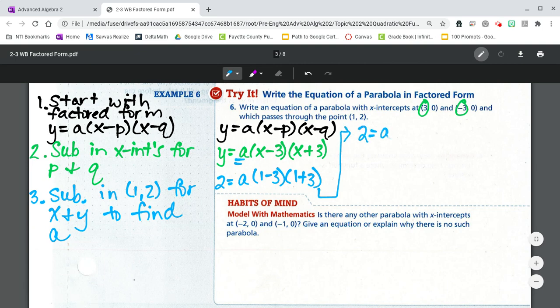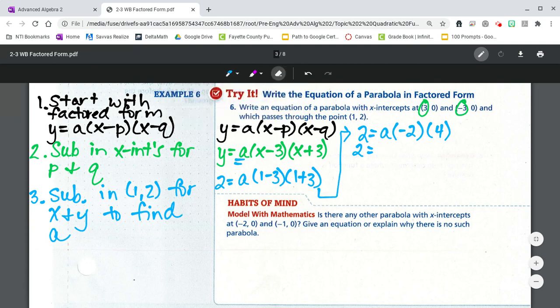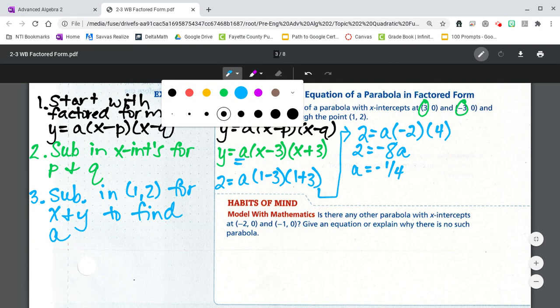So 2 equals a, 1 minus 3 is negative 2, 1 plus 3 is 4. So 2 equals a, negative 2 times 4 is negative 8. So let me write this as negative 8a. Then I'll divide both sides by negative 8. And I get that a equals negative 1/4. Okay, so I've found a. Yay, I found a!